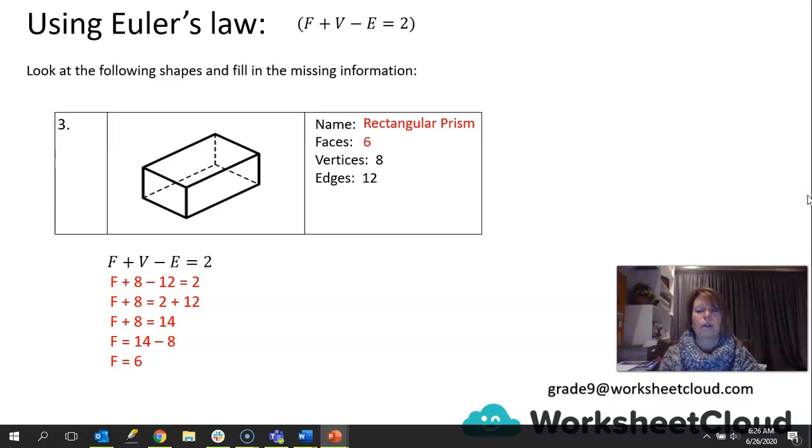All right, so we know definitely that Euler's law definitely works, and we can now apply that to any shape as long as we know some of the faces, either the faces, the vertices, or the edges, and then we can work out an unknown.